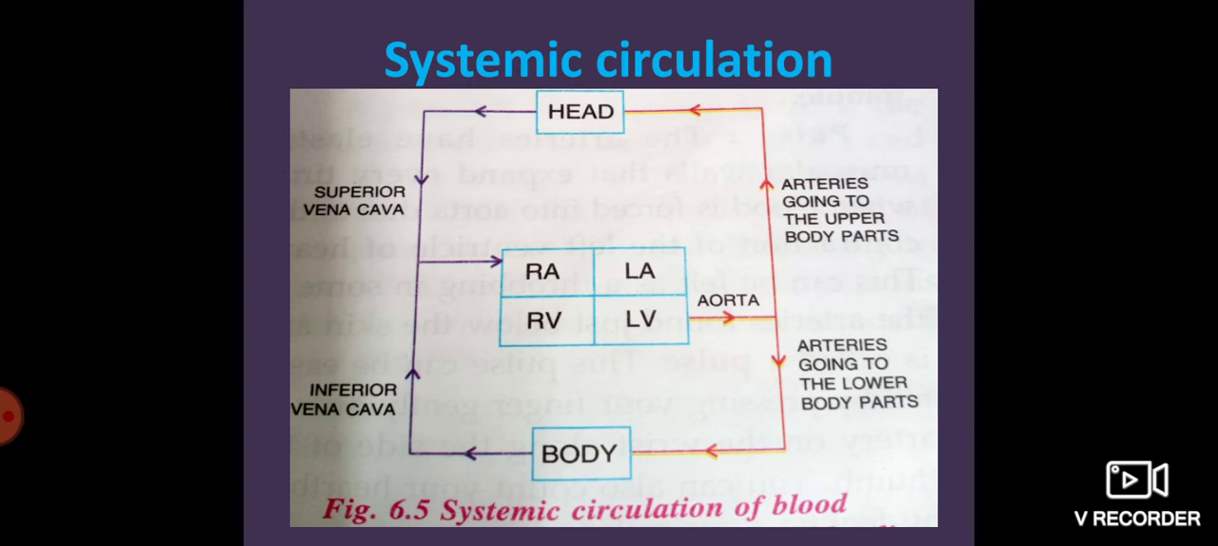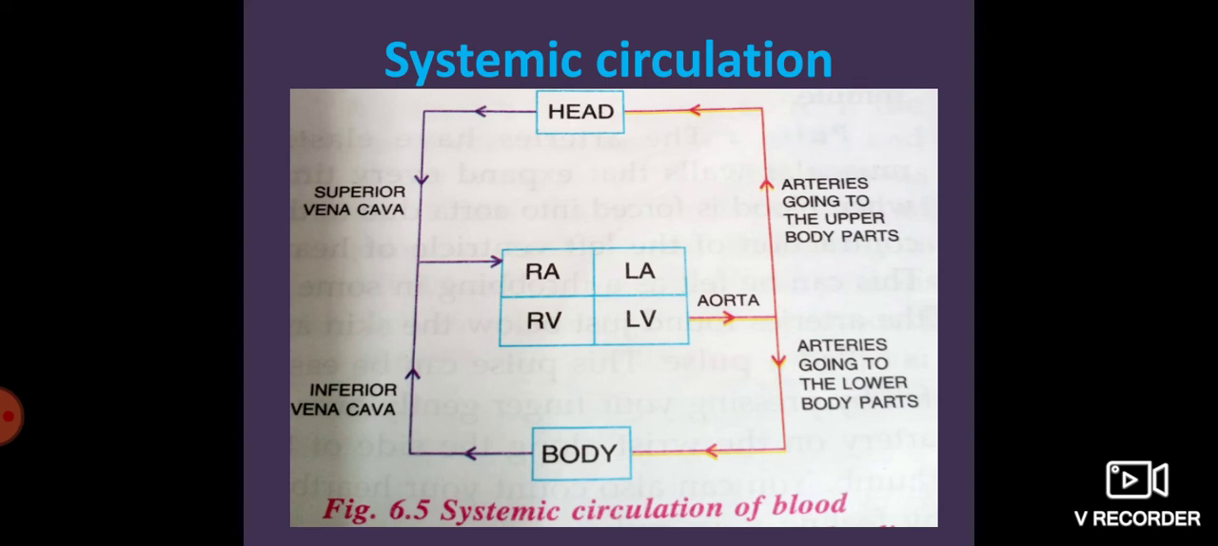The deoxygenated blood from all parts of the body is collected by two major veins. Which are the two major veins? They are the vena cava: the superior vena cava, which collects the deoxygenated blood from the head, that is the upper parts of the body, and the inferior vena cava, which collects deoxygenated blood from the lower parts of the body. This blood is poured into which part of the heart?